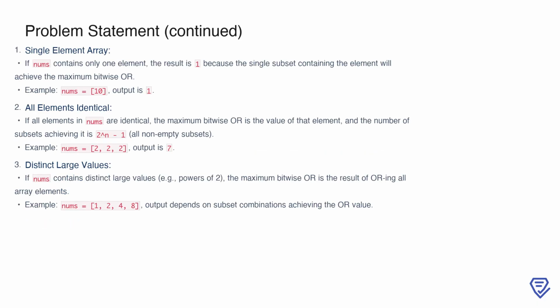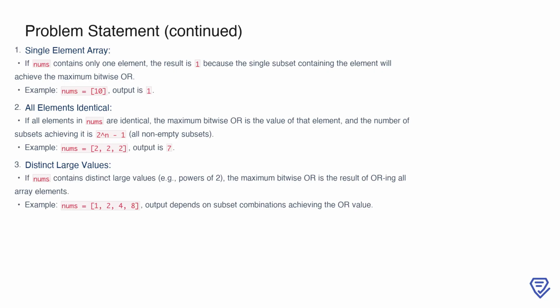There are a few edge cases to consider. First, if the array contains only one element, the result is always 1 because the single subset containing that element achieves the maximum bitwise-OR. For instance, if nums equals 10, the output is 1. Second, if all elements in the array are identical, all non-empty subsets will achieve the same OR value, and their count will be 2^n - 1, where n is the size of the array. For example, with nums equals 2, 2, 2, the output is 7.